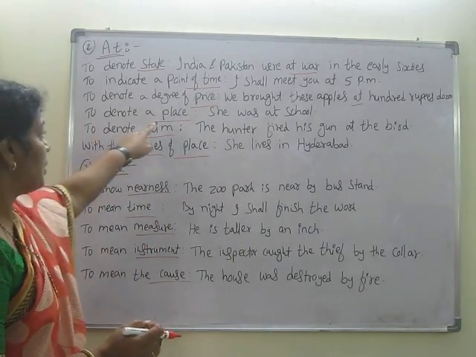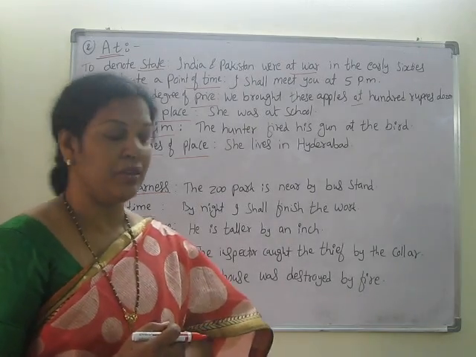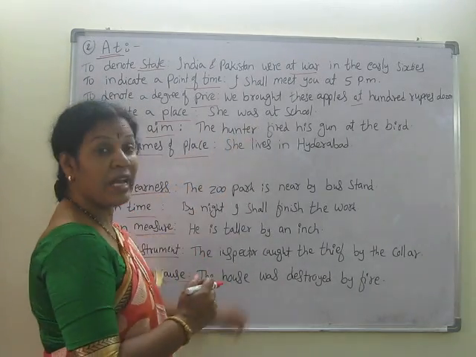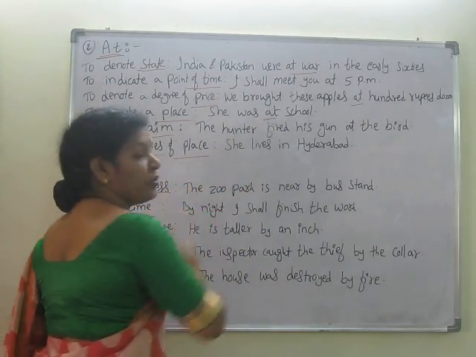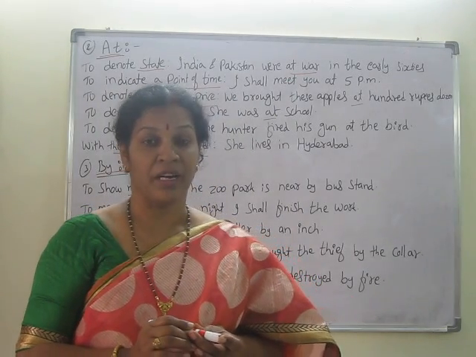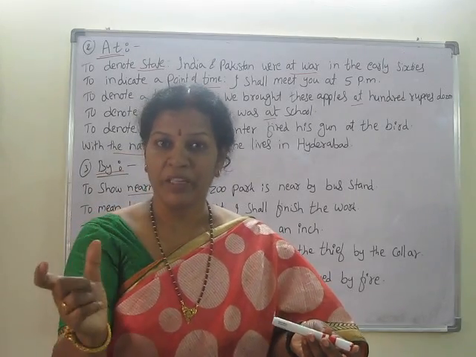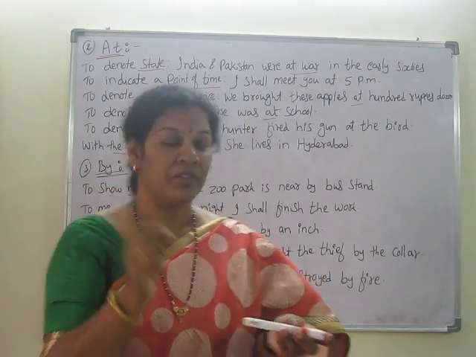Another one is to denote a place. Any particular place, if you want to say it. For that: she was at school. She was in the garden. He was at home. Any particular place, if you want to say, we use "at."